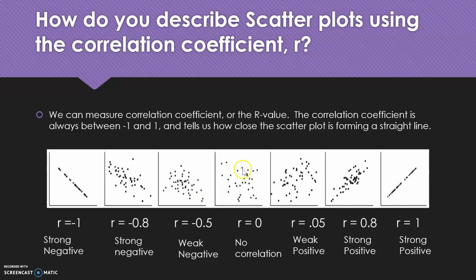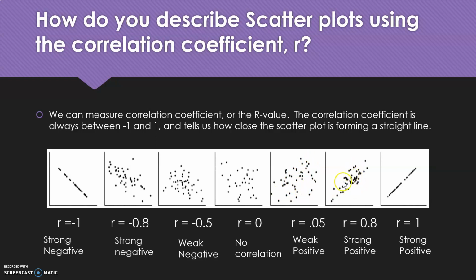This middle one is no correlation here. You can see you can't really draw a line or anything in there, so this has no correlation. Here's another weak, but this time this is positive because if I go left to right, my X values are increasing and my Y values are increasing as I go left to right.